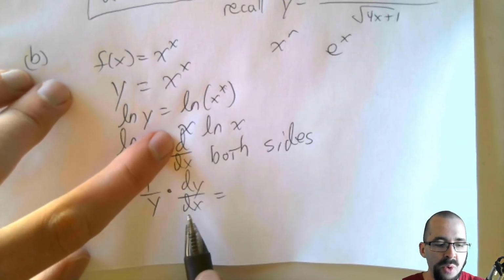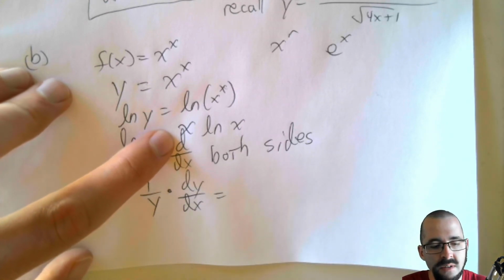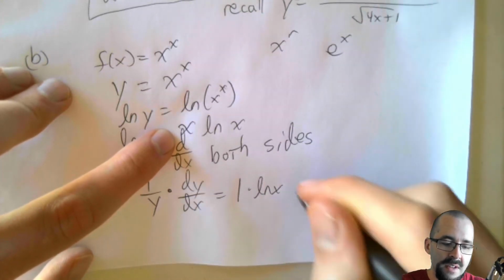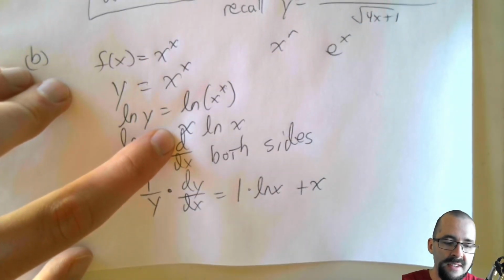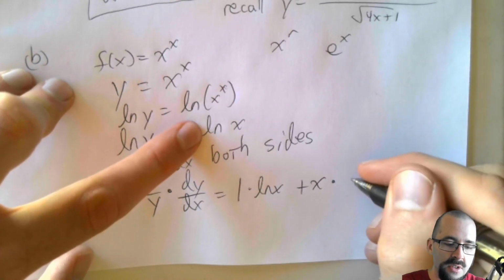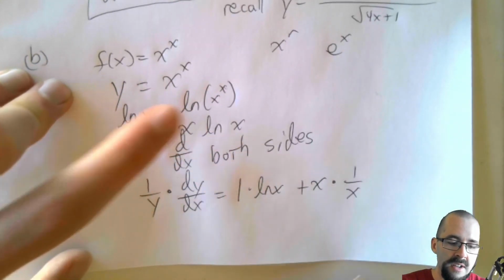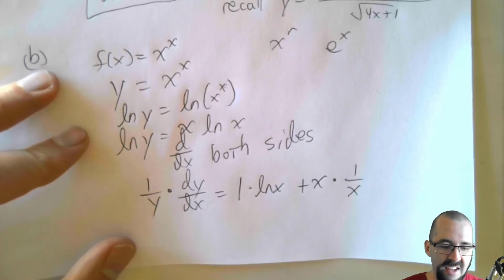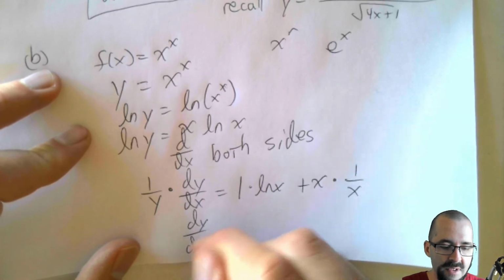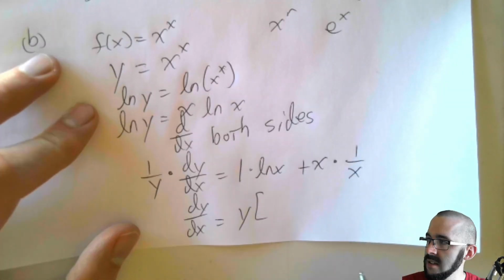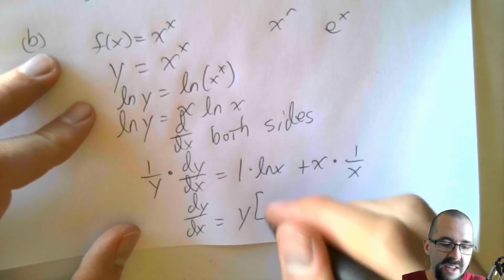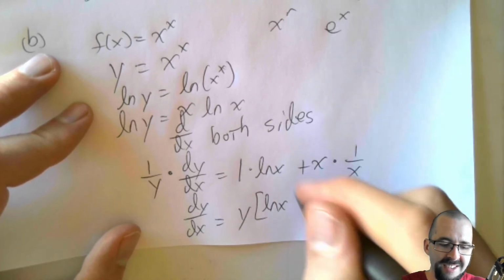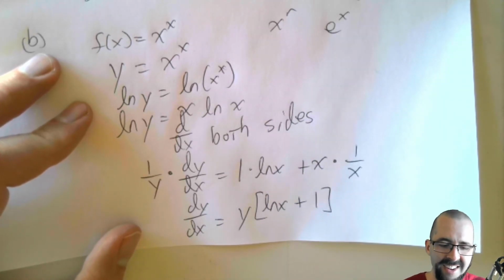Okay? And the derivative of the right-hand side, we have to use the product rule. Okay? So the derivative of the first function is 1 times the second function, plus the first function, which is x, times the derivative of the second function. Derivative of natural log is 1 over x. Now this is really nice. Let's multiply both sides by y. dy/dx is going to be y times the simplified right-hand side. 1 times ln x, that's just ln x. x times 1 over x, that's 1.